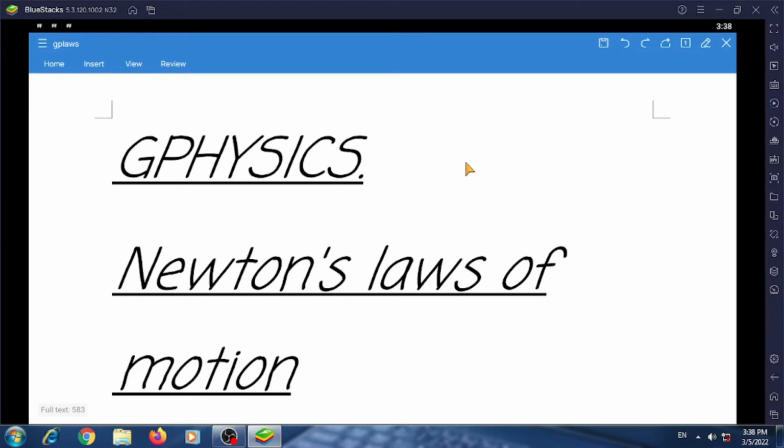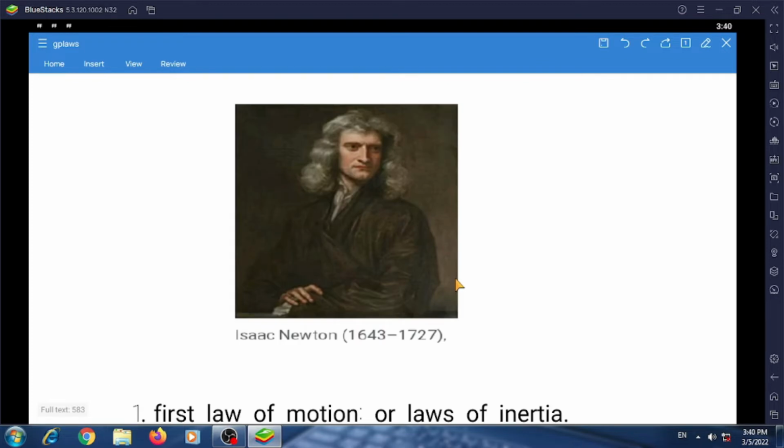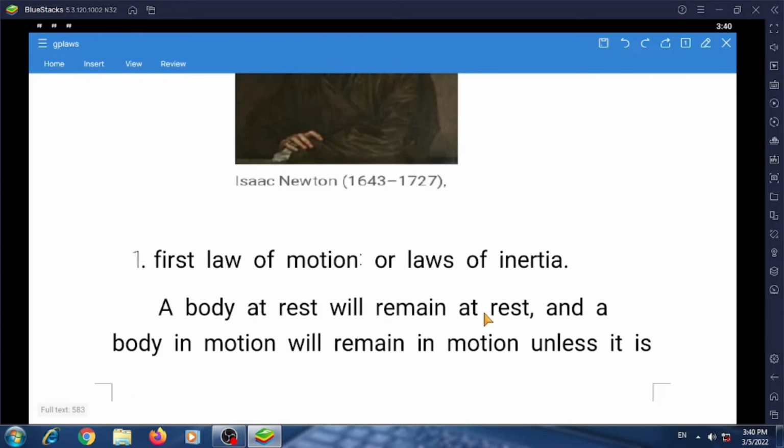Now we are going to learn Newton's laws of motion. There are three laws. Here is Isaac Newton's photograph. Now let's get started with our first law of motion.